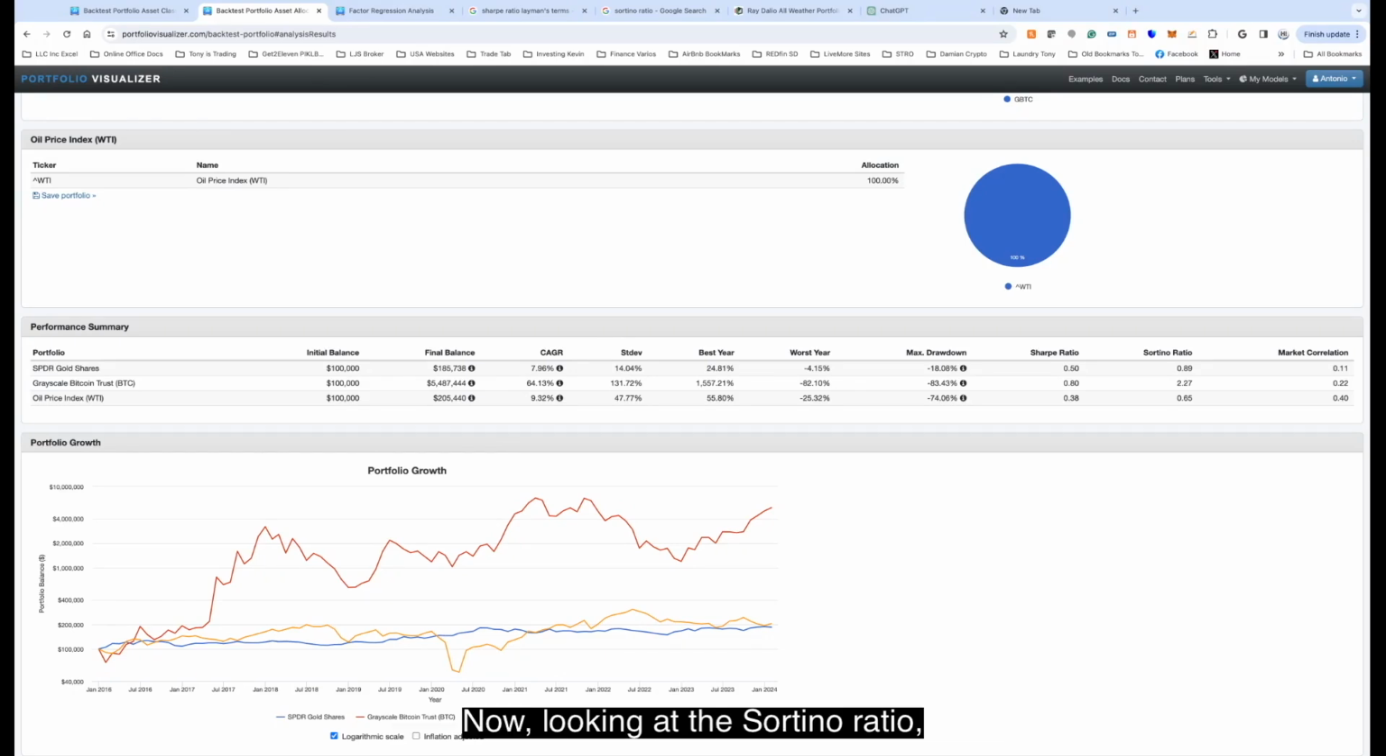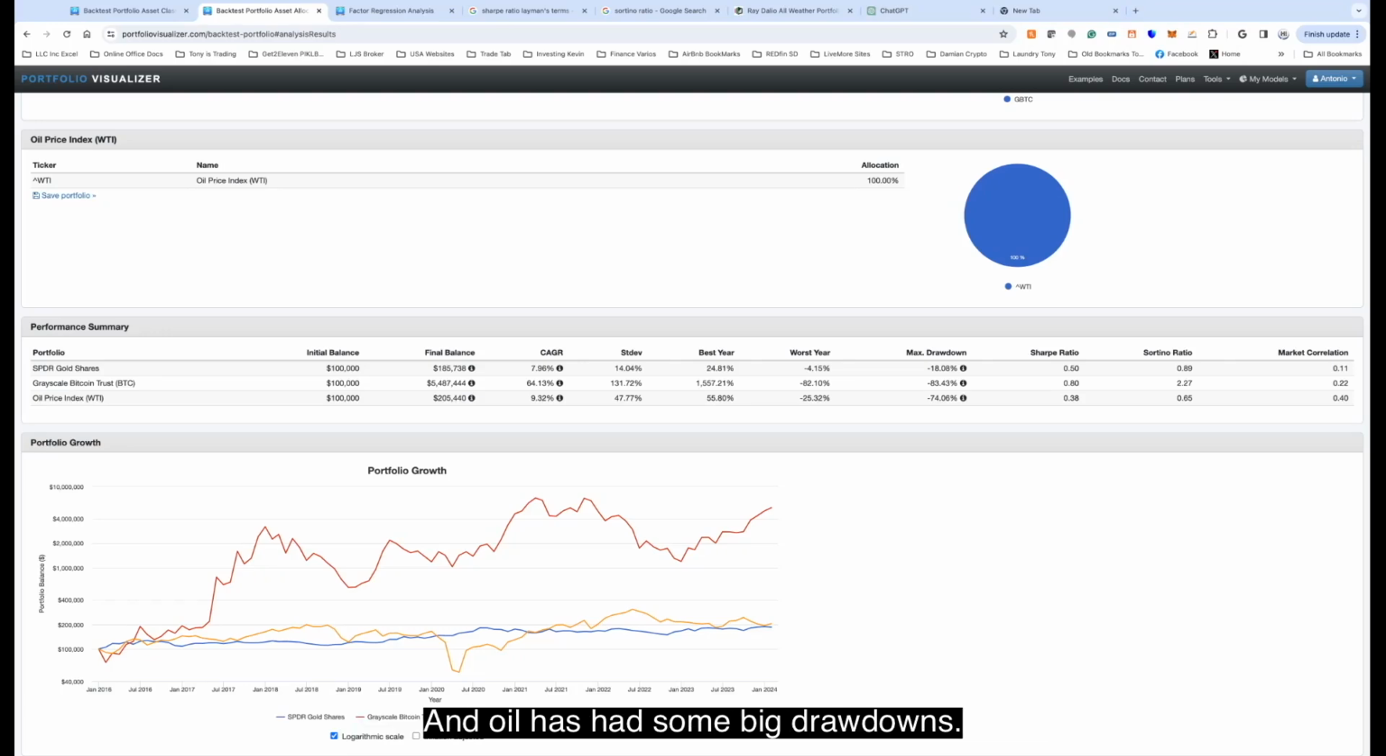Now, looking at the Sortino ratios, the drawdowns on Bitcoin, I don't know if you can take it. Bitcoin has had drawdowns of 83%, and the worst year for Bitcoin was 82%. Now, gold is a little bit more conservative. Gold's worst year was 4%, and the maximum drawdown was 18%. So if you want to sleep at night and make less money, maybe gold is a better alternative.